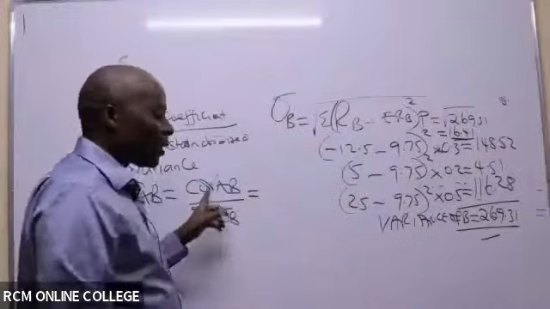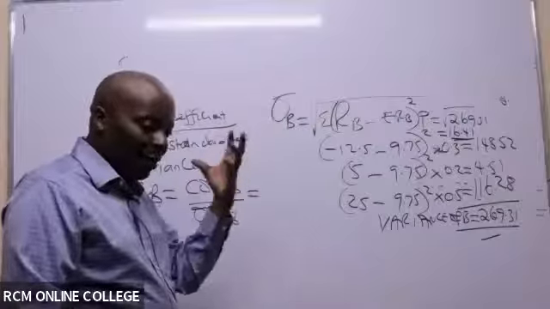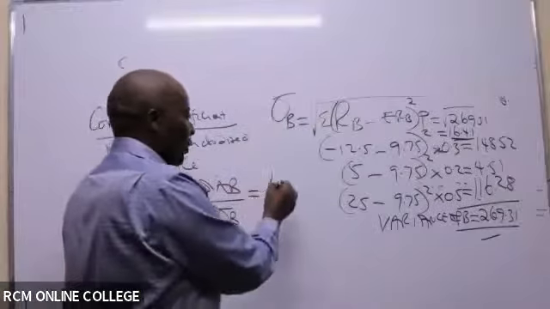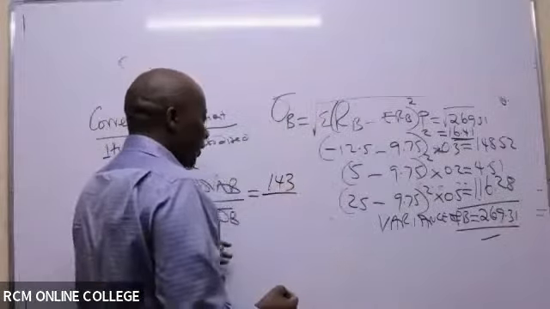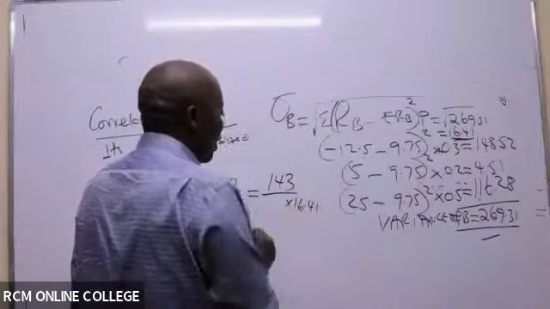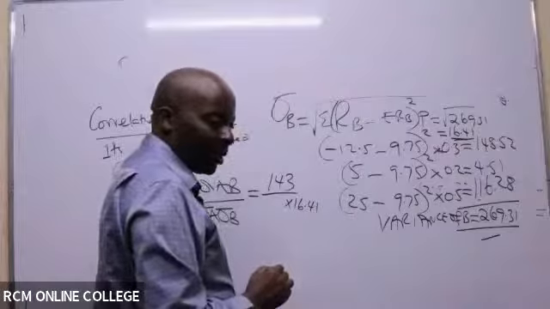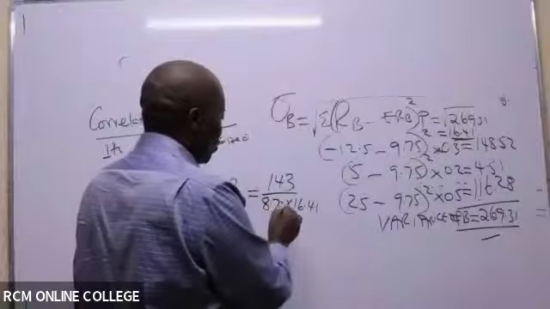Unfortunately, I had rubbed mine. What is the covariance between A and B? We had obtained it up there. The covariance of A and B was coming to 143, all over the respective standard deviations. At least I know that for B it is 16.41. And for A it was 8.72, like that.